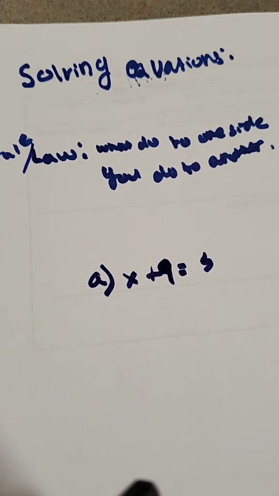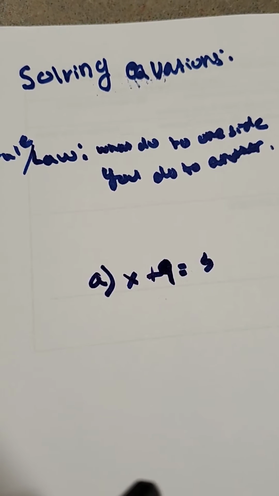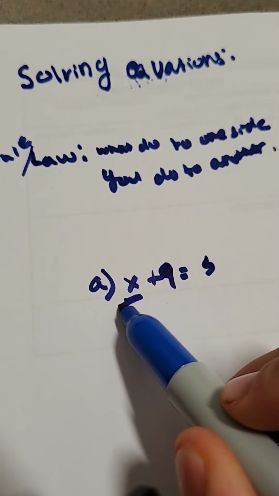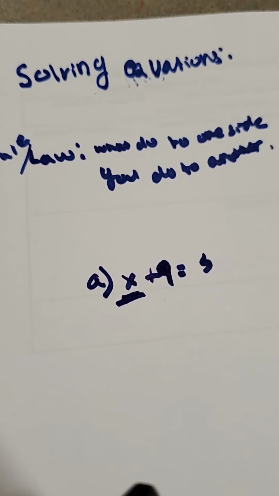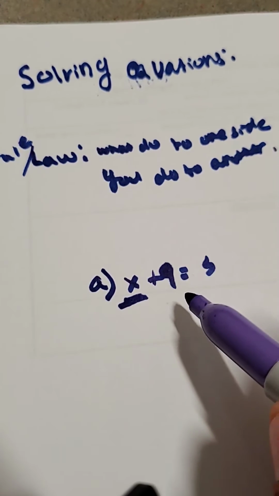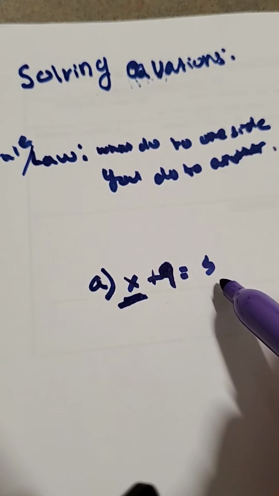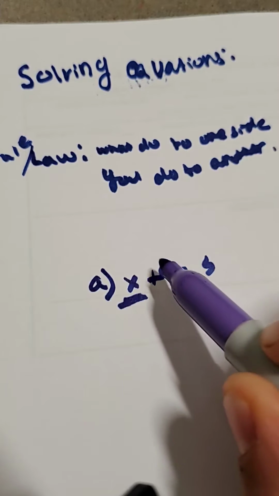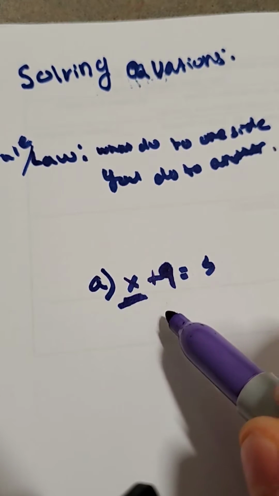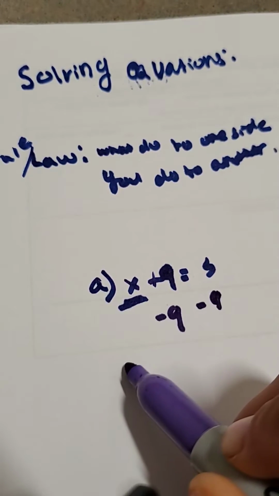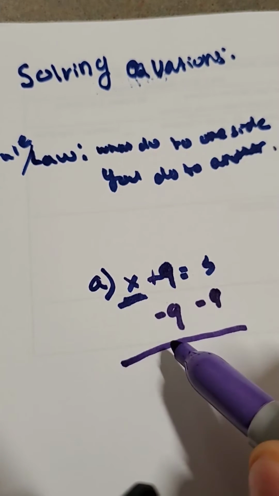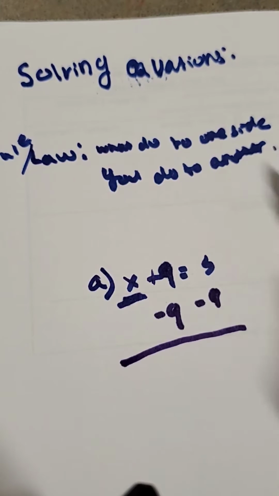So the whole goal is to get x by itself, and to do that, we must move this 9 to the other side. To do so, we need to undo this addition. So we subtract 9 from both sides. The reason we subtract 9 from both sides, not just one, is because of the rule we just mentioned: what you do to one side, you must do to the other.